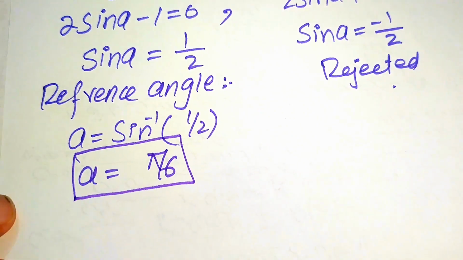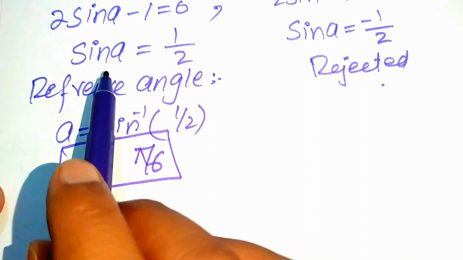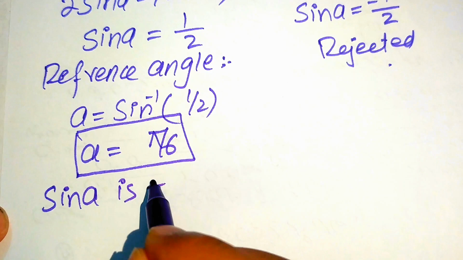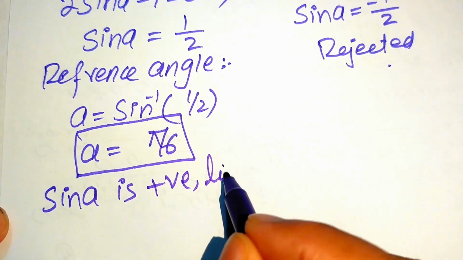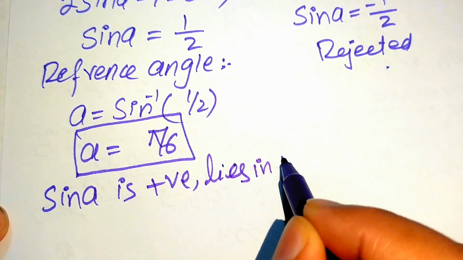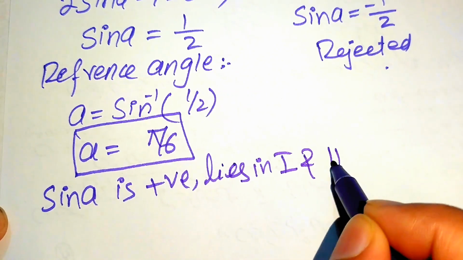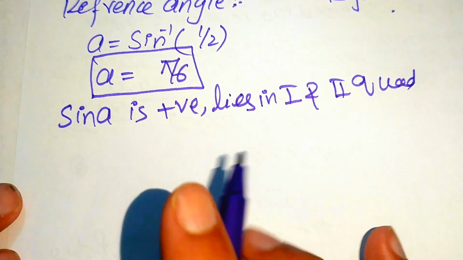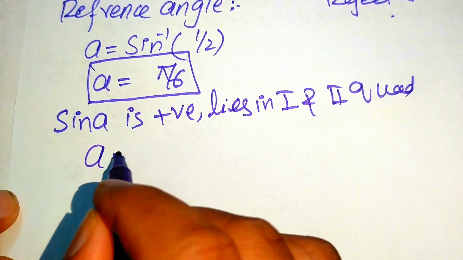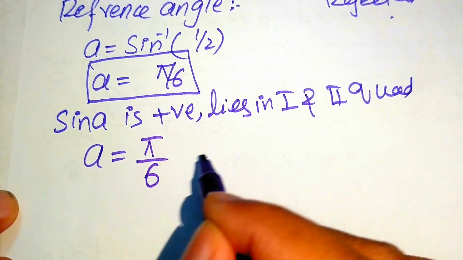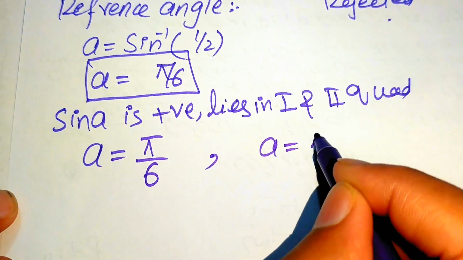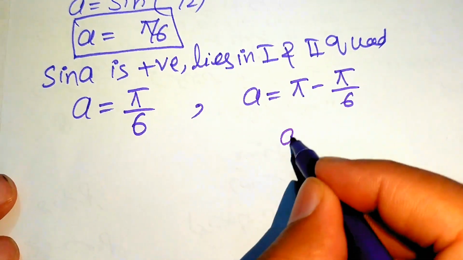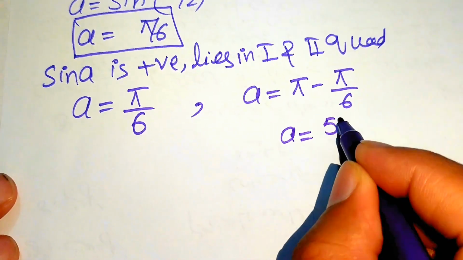So this is our reference angle, and you see here our sine is positive, and we know that sin a is positive, and it lies in the first and second quadrant, because sine is positive in the first and second quadrant. So in the first quadrant our angle is pi over 6, and in the second quadrant our angle is pi minus pi over 6. So in this case you easily get the value of a as 5 pi over 6.